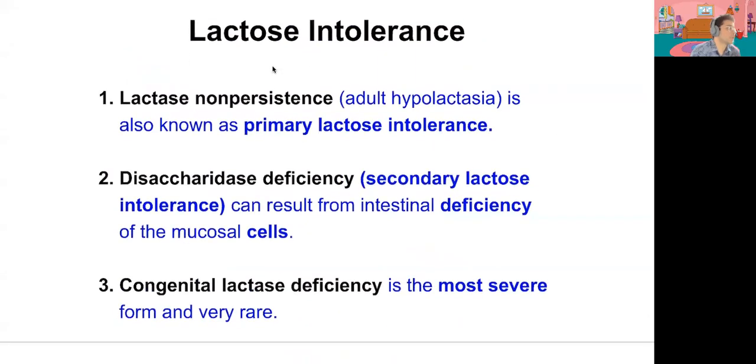What you do need to know is lactase non-persistence, right? This is often developed, the primary adult hypolactasia, which is the primary lactose intolerance. Disaccharide deficiencies, which is the secondary lactose intolerance, are due to the fact that the intestinal mucosa is damaged, right? It's caused by some kind of celiac disease or some other disorder that's messed up the mucosal lining of your GIT.